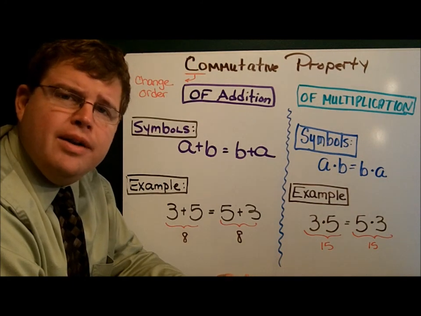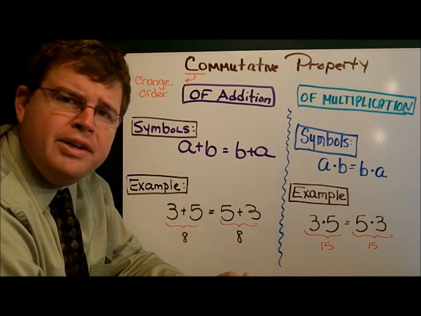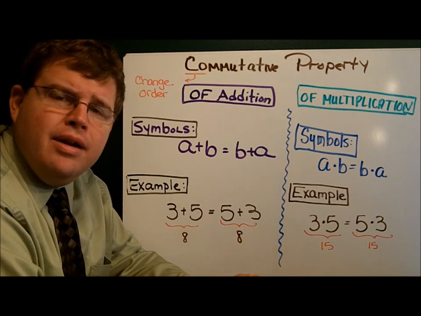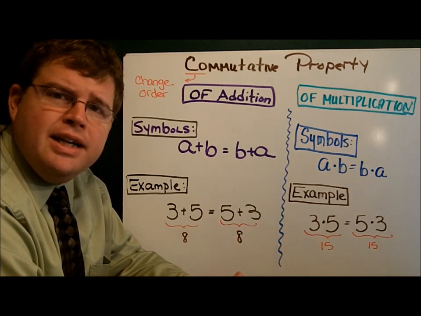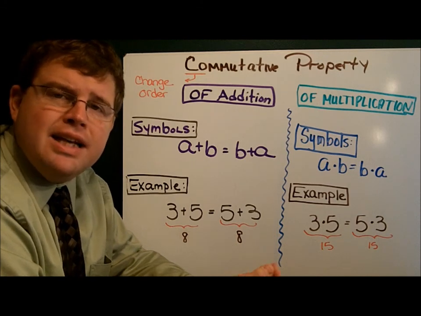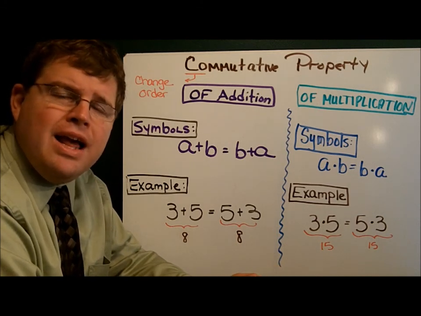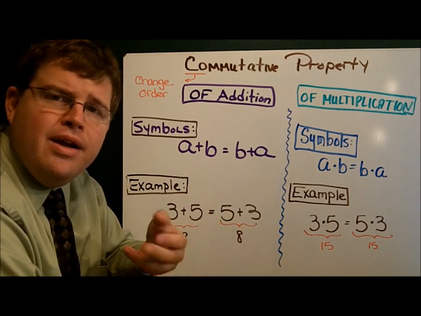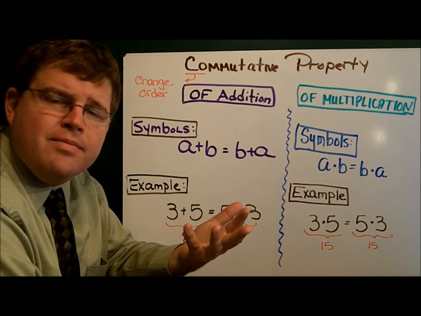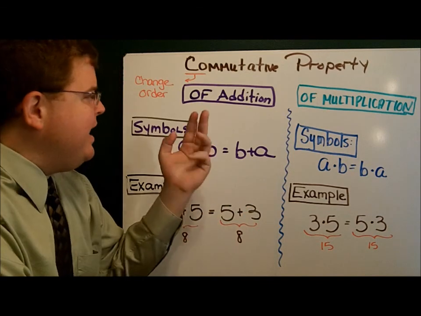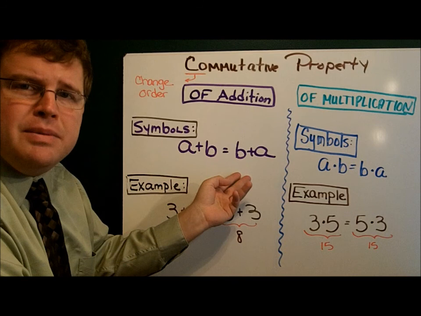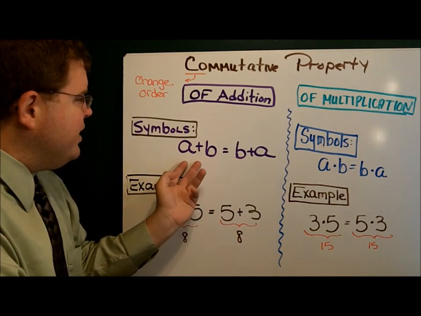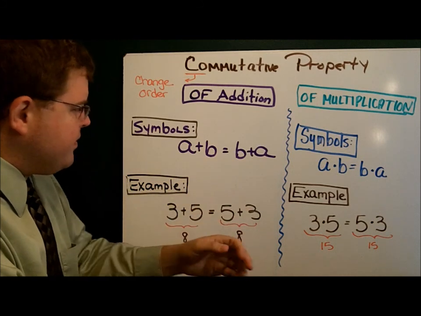Next up, we have the commutative properties. There are two commutative properties: commutative property of addition, commutative property of multiplication. In the commutative property of addition, it simply says if you have two numbers, say 3 and 5, and you add them together, it doesn't matter if you do 3 plus 5 or 5 plus 3. Either way, you're going to get 8. In symbols, we say A plus B is the same as B plus A. You have two numbers, 3 and 5. It's the same as 5 plus 3.